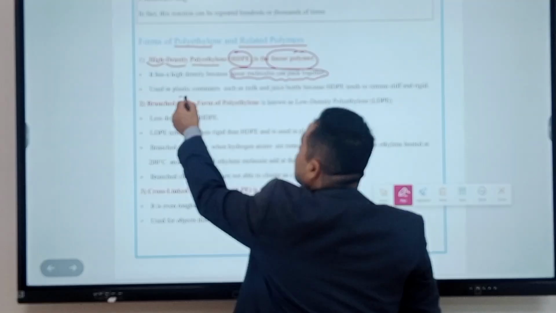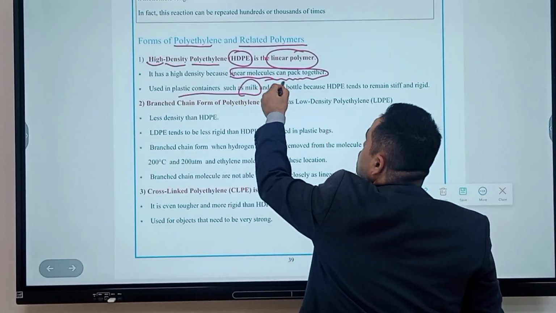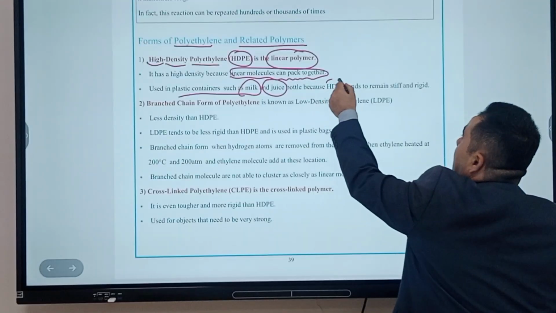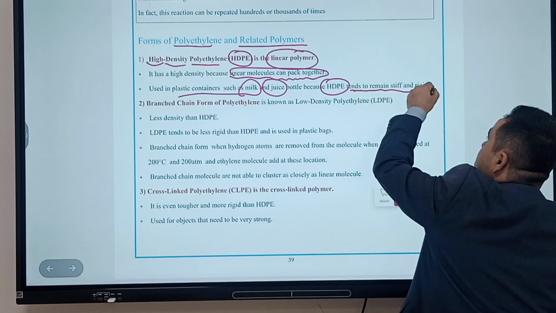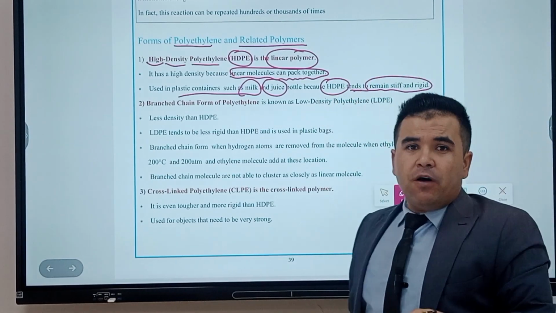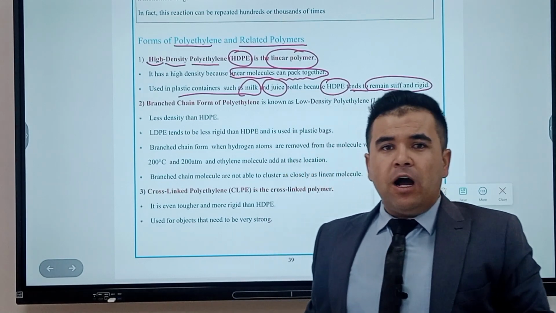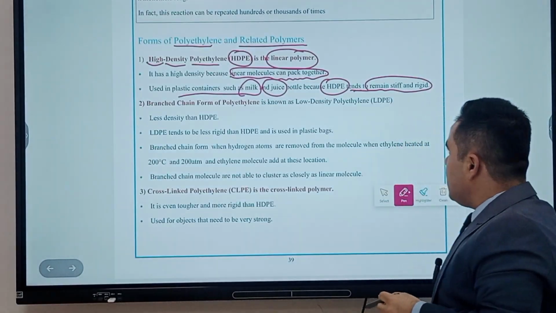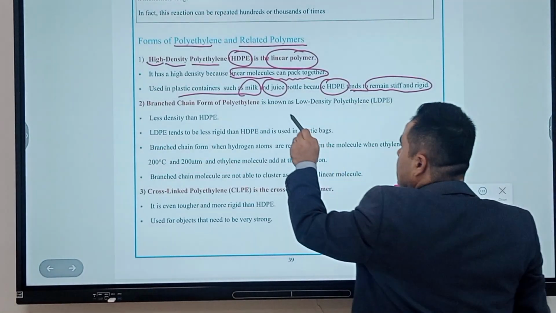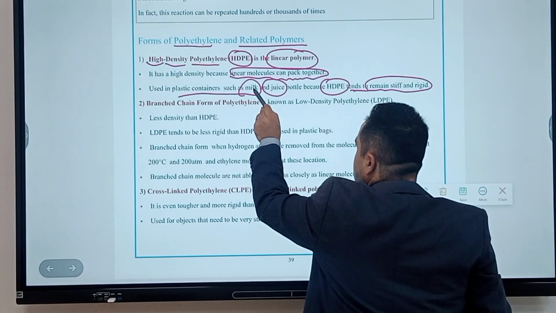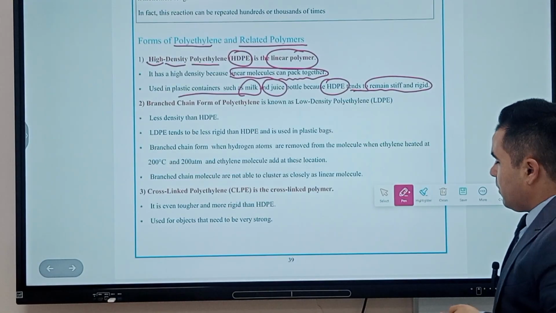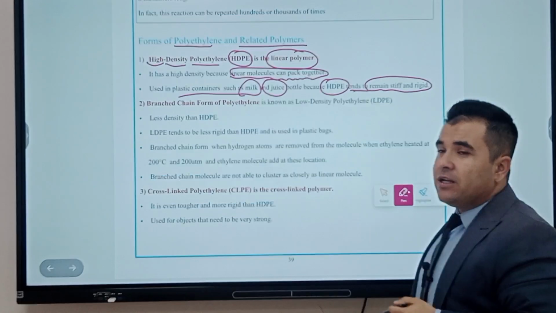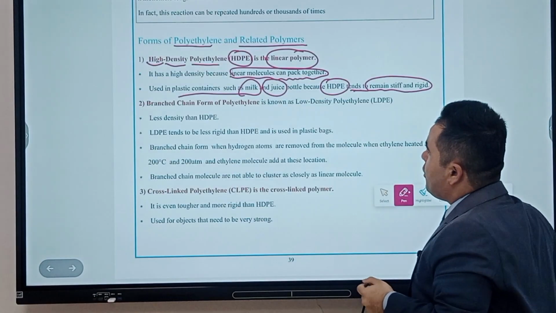It is used in plastic containers such as milk or juice bottles because HDPE tends to remain stiff and rigid. They are stiff and rigid because of having a high density. It's used for the containers that store milk and juice and so many other products. So HDPE is high density polyethylene.